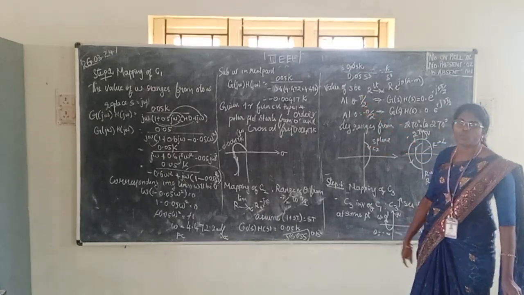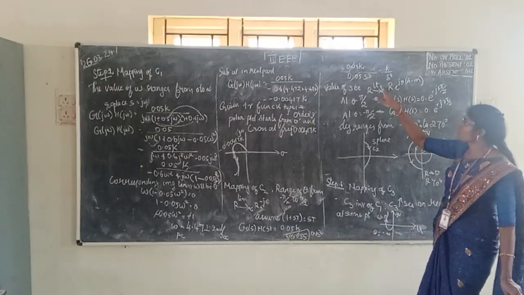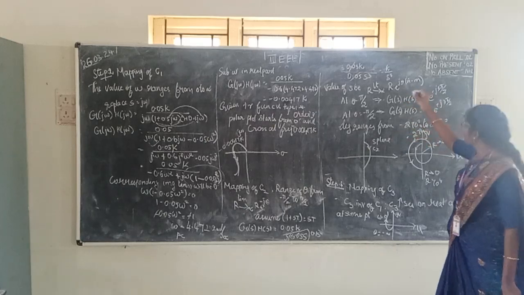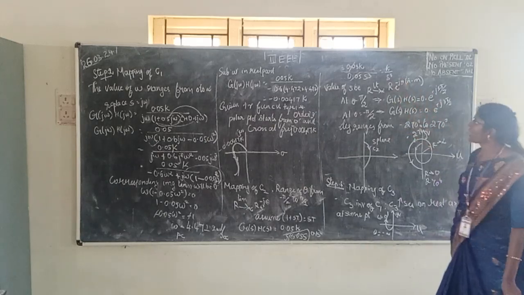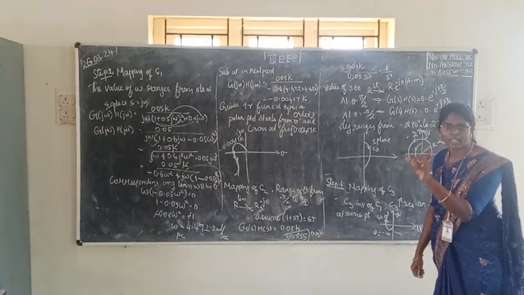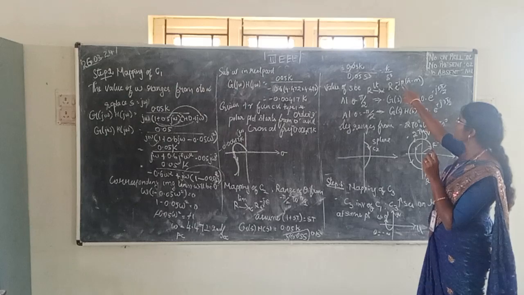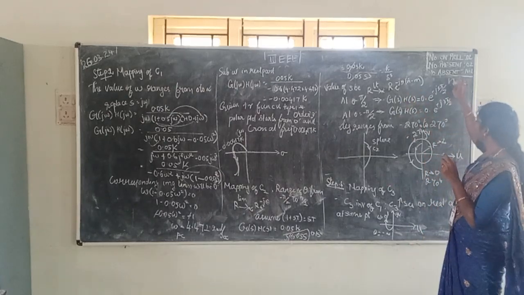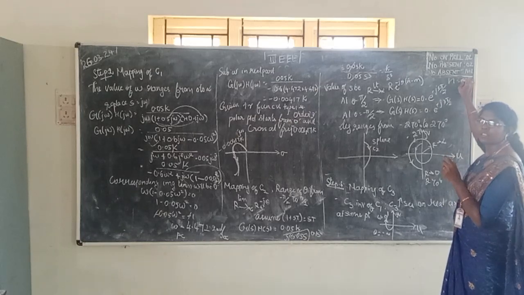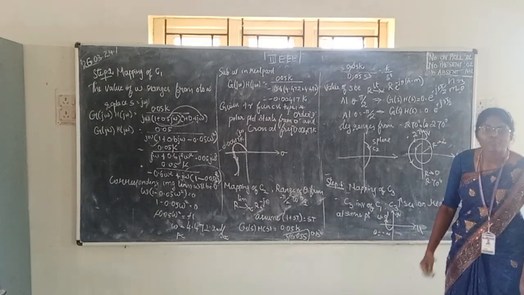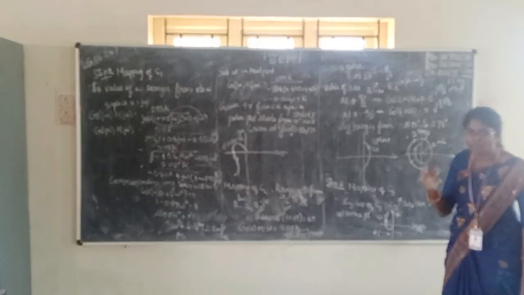So the value of s, what is the condition? That is r tends to infinity, s equals r e to the power j theta. One more thing you have to remember: the angle is minus theta times n minus m, that is j e to the power minus j theta into n minus m. Here what is n? The number of poles is 3. And what is m here? 0, there is no zero here. So 3 minus 0 will become 3.